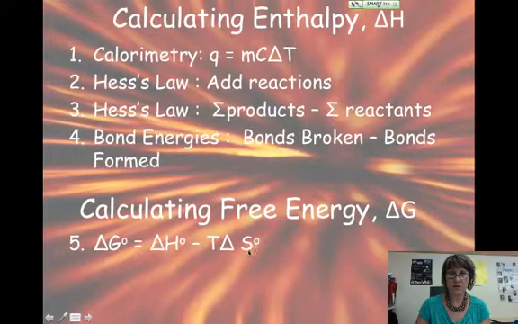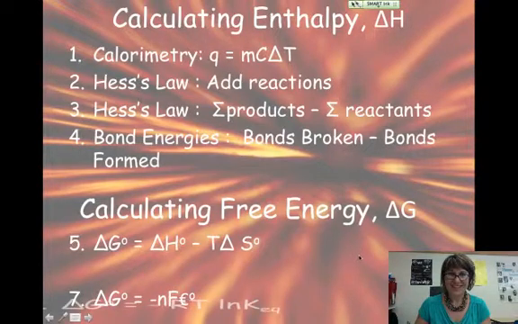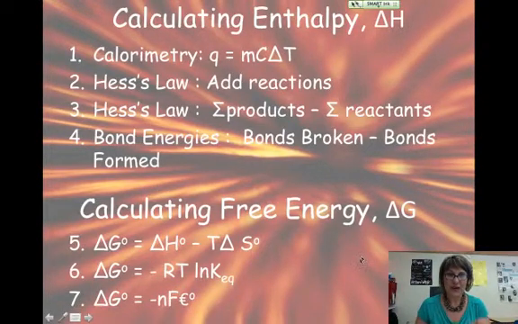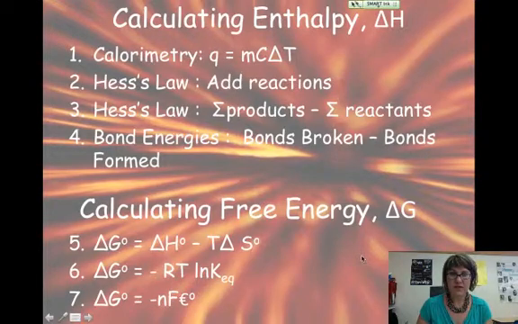One of the ways is to use the delta H minus T delta S equation. Another way is, sorry, I put them out of order. Another way is to use your equilibrium constant. And then I saved the last one for last, in spite of my crazy animation, because I want to show you how we use the cell potential.